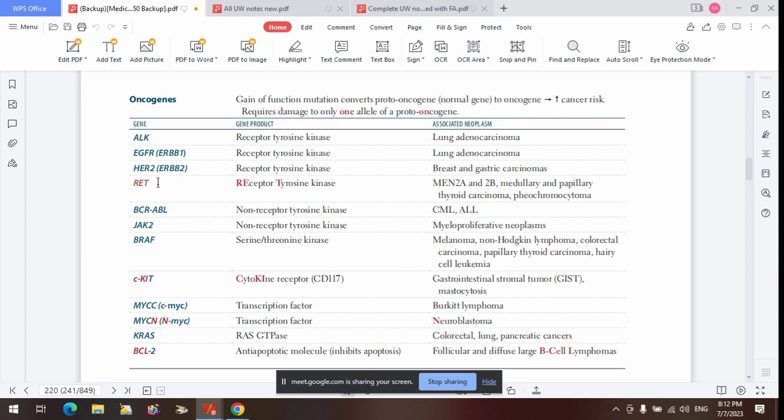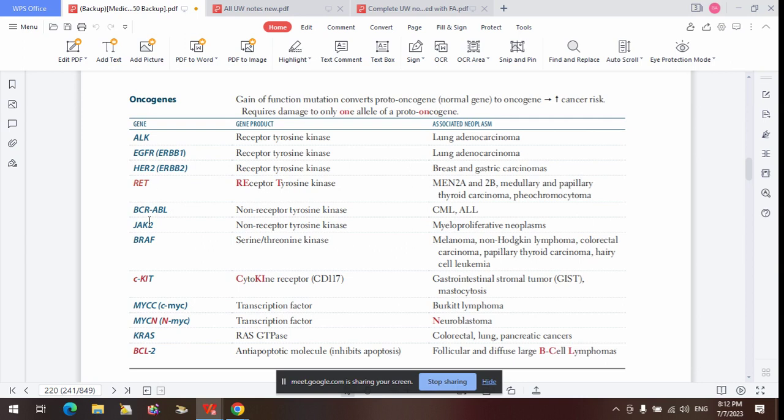And we said HER2 is also a receptor that has this tyrosine kinase activity, but it is predominantly expressed in the breast. So someone that has breast cancer most likely has overexpression of this HER2 gene, which also codes for a receptor tyrosine kinase. Then the last one is RET.